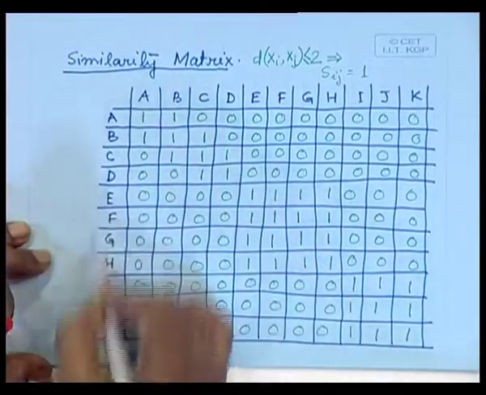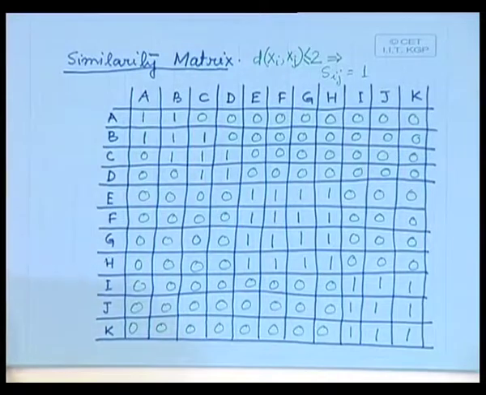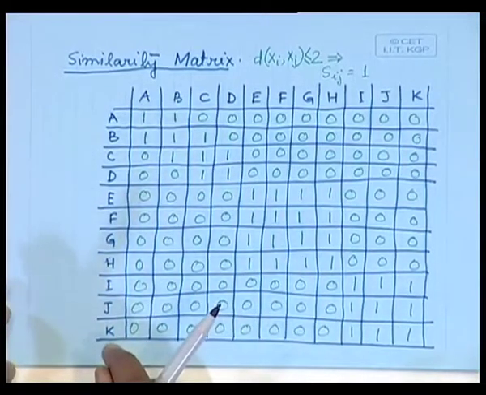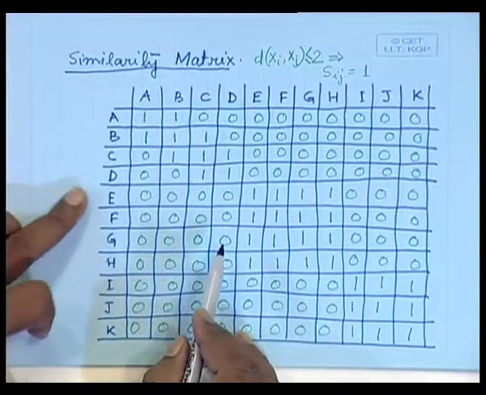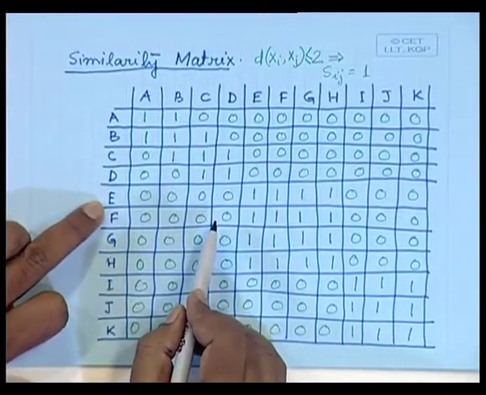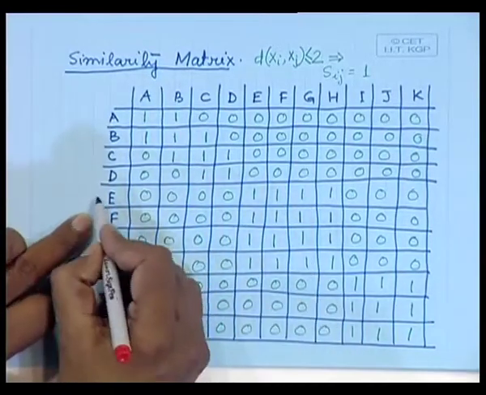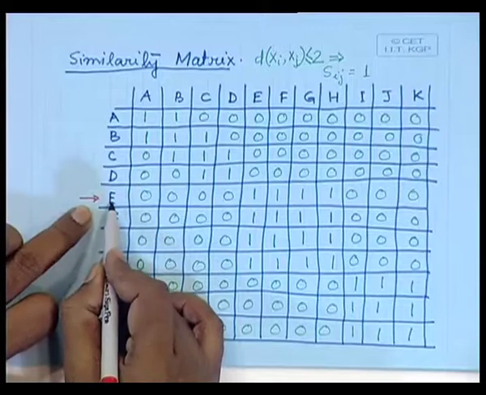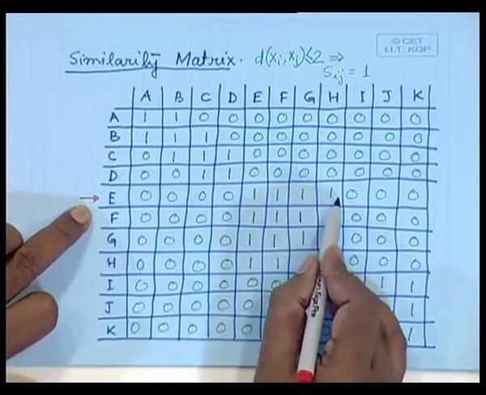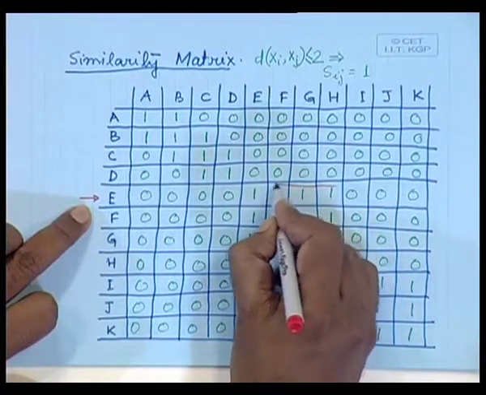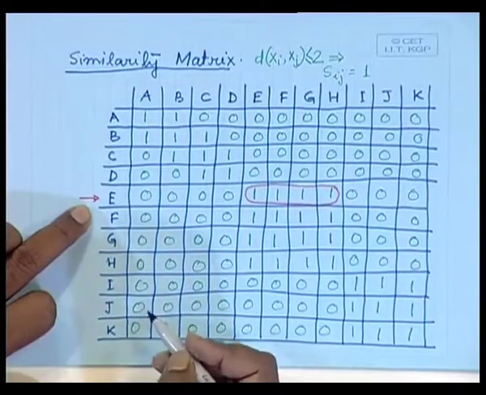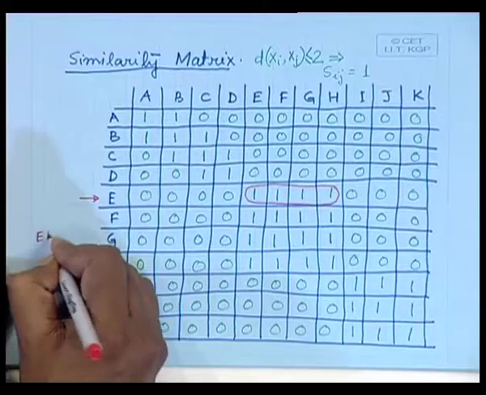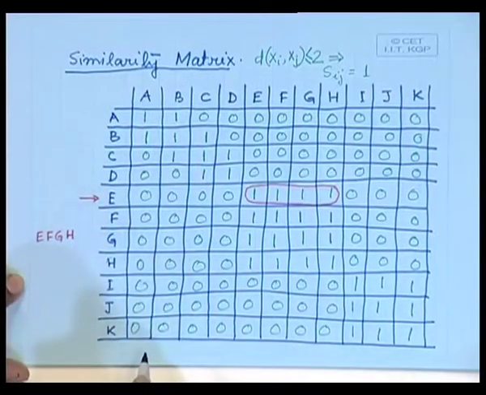Okay. So, the similarity matrix will be something like this. So, as I said, when you start your clustering algorithm, I have to consider a row within this similarity matrix which has got the maximum number of ones. So, you find that the first one which has got the maximum number of ones is the row E, which has got 4 ones. And here E, F, G and H, all of them will be put into a single cluster.